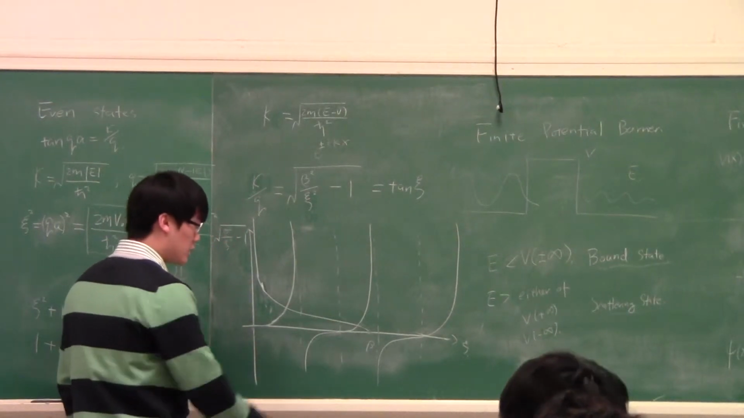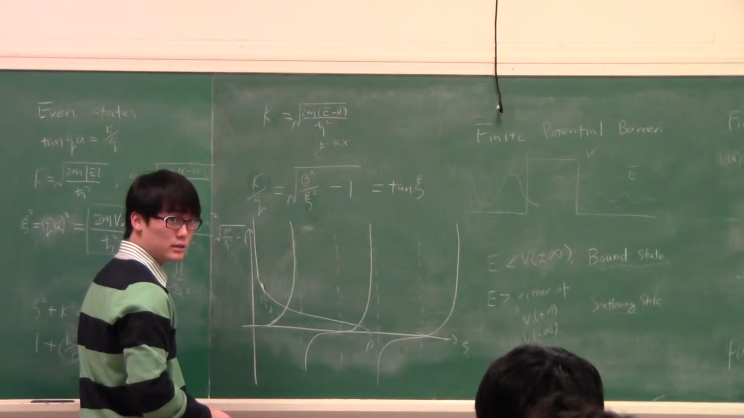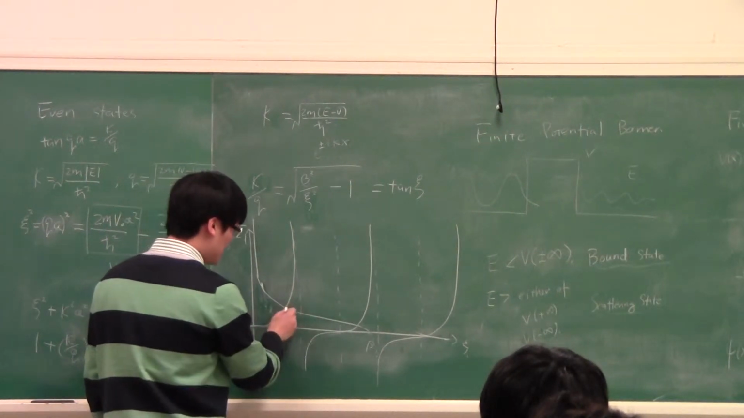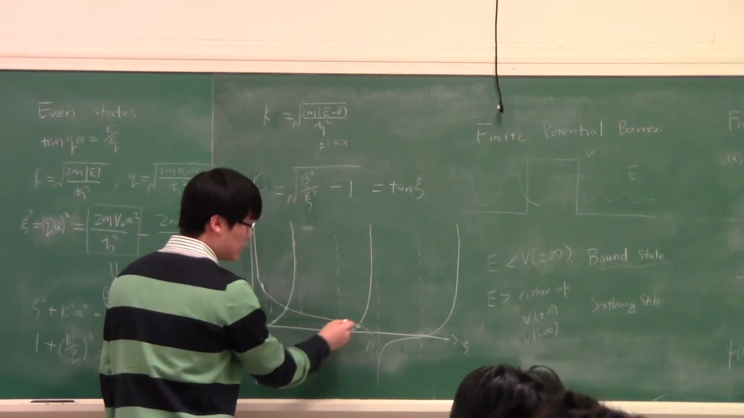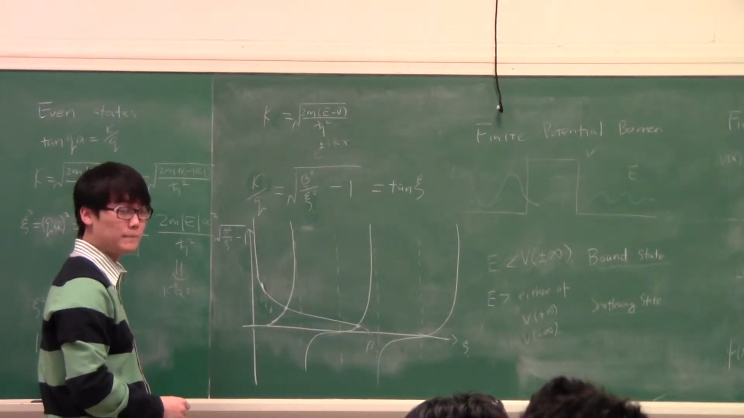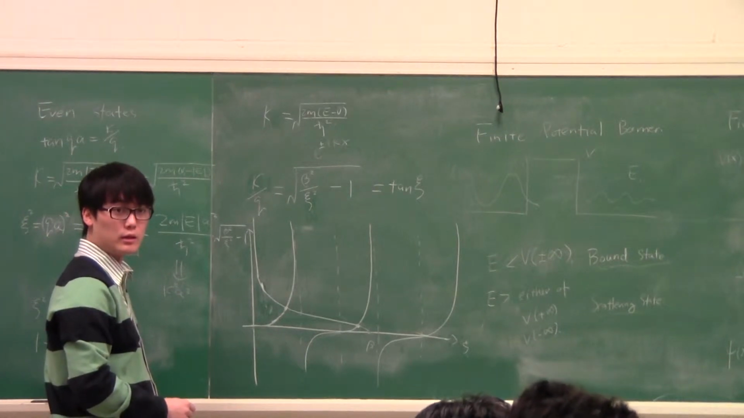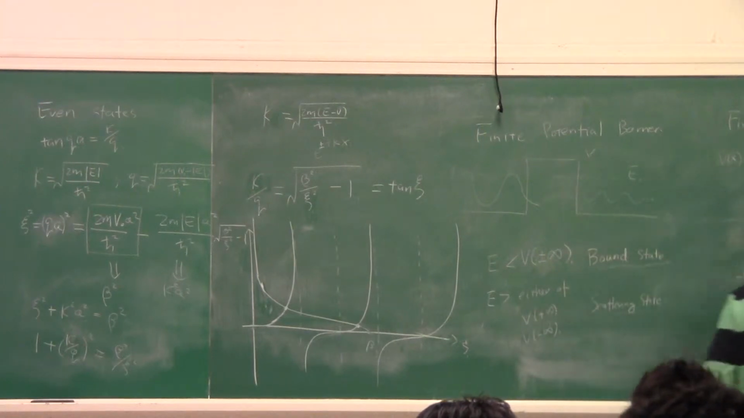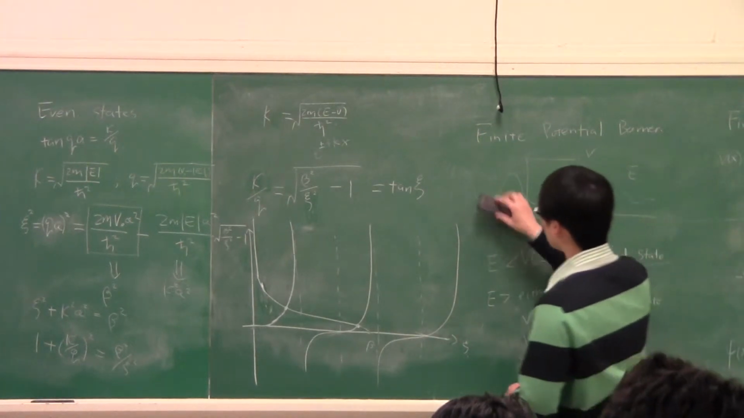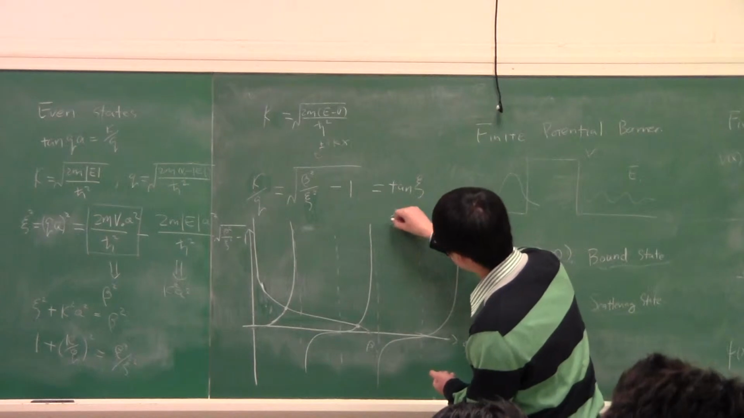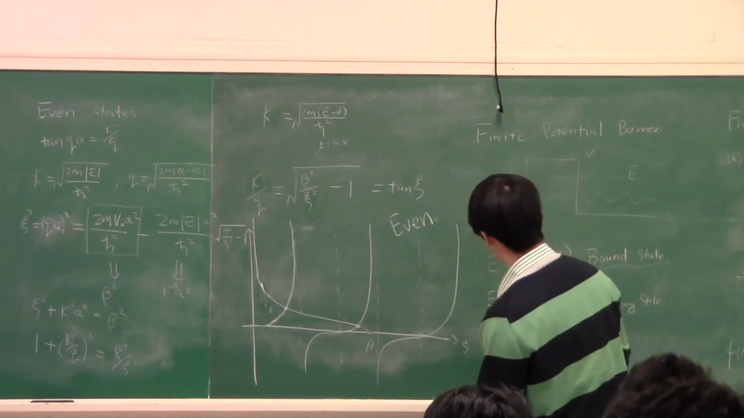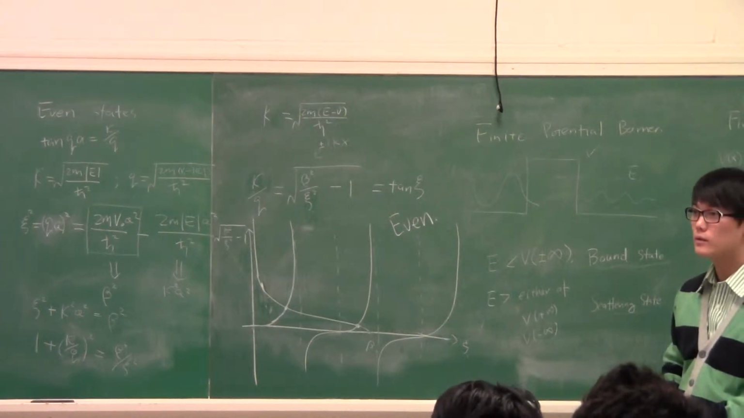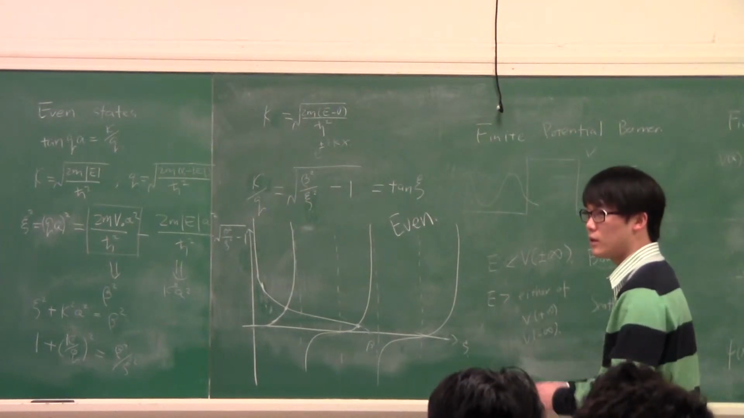So now, regardless of the shape, there are always going to be two intersections, because the tangent goes up to infinity. So these two intersections correspond to two bound states. So this is the case for the even solutions. Something is different about the odd solution, as you'll see shortly. Let me label this graph as even. But the allocation where you have only one intersection, I'll mention that later.